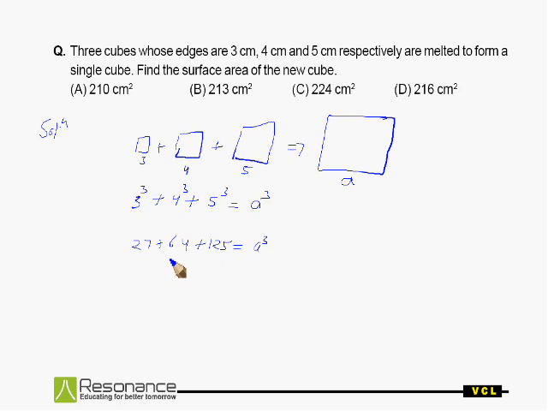Then, which comes to be 216 is equal to a cube, and we know that 216 is the cube of 6, so we get a is equal to 6 centimeter. Now the side of the big cube is 6 centimeter, and we have to find the surface area of it. The surface area is equal to 6a square, that is 6 into 6 square, that is 216 centimeter square. So according to this, option D is correct. Now we move to the next question.